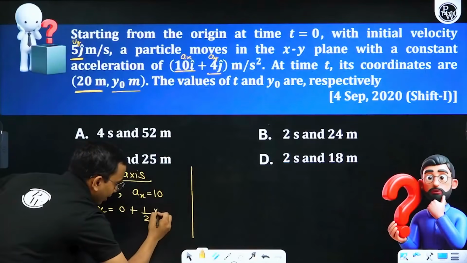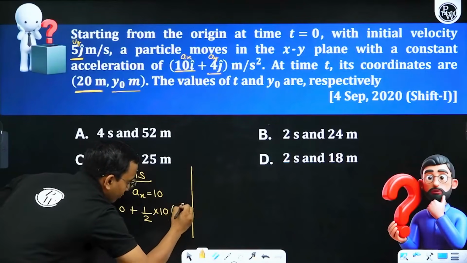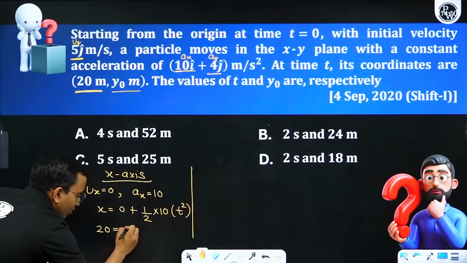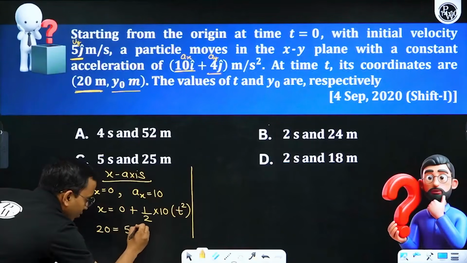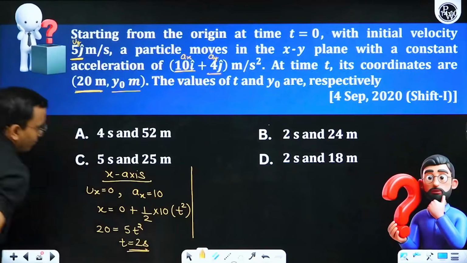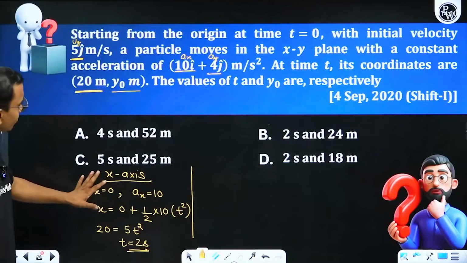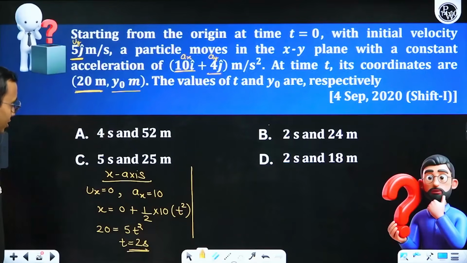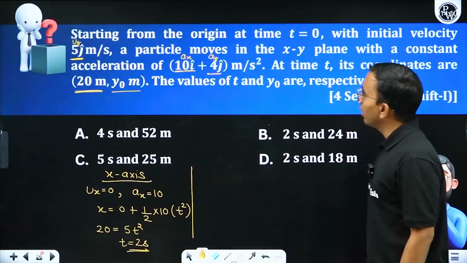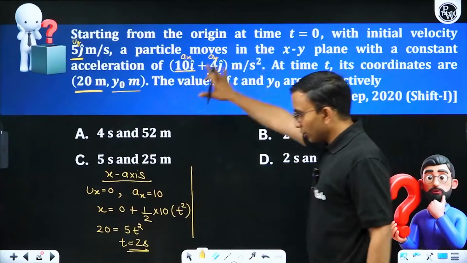Acceleration I'll take as ax into t square. This x is my 20, so 20 is equal to 5 t square, and t comes out to be 2 seconds. We got t as 2, so one of the answers I got is 2. Now I need y. What will be my y coordinate? It's starting from origin, so initial x coordinate was 0.